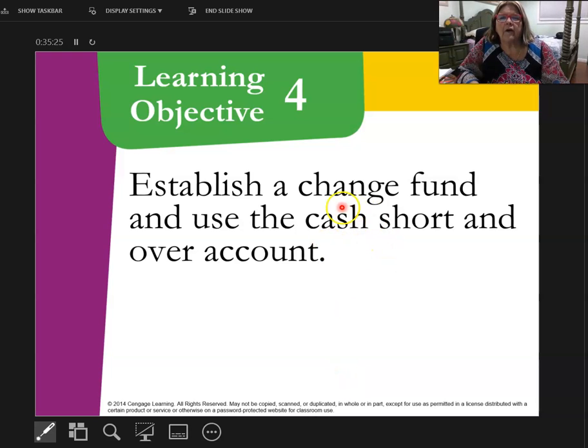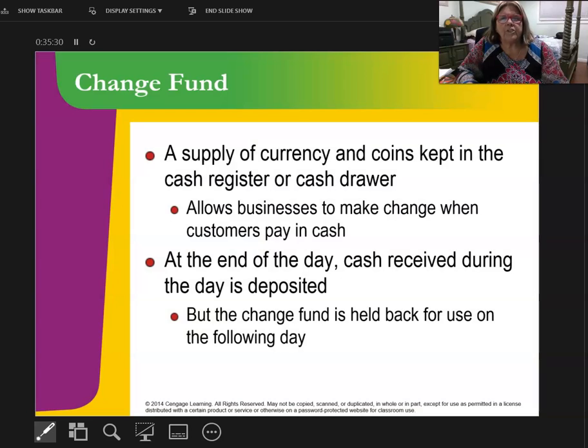So now I want to talk about change fund and the cash short and over account. You already know what a change fund is. Any business that operates with a cash register has to have money in the drawer to start at the beginning of the day. That's called a change fund.